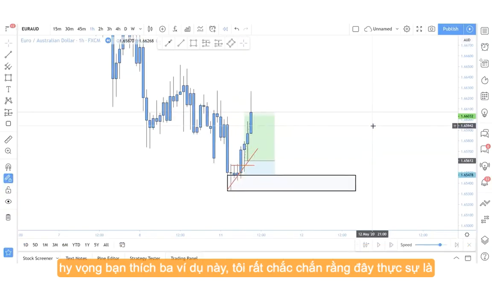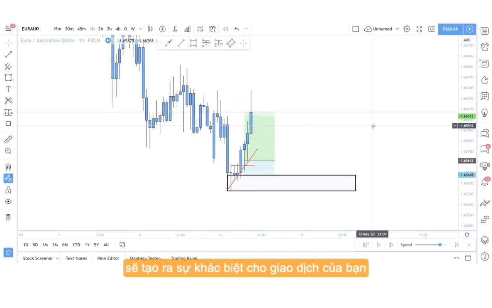So I really hope you enjoy these 3 examples. I am very sure that these are really going to make a difference to your trading.